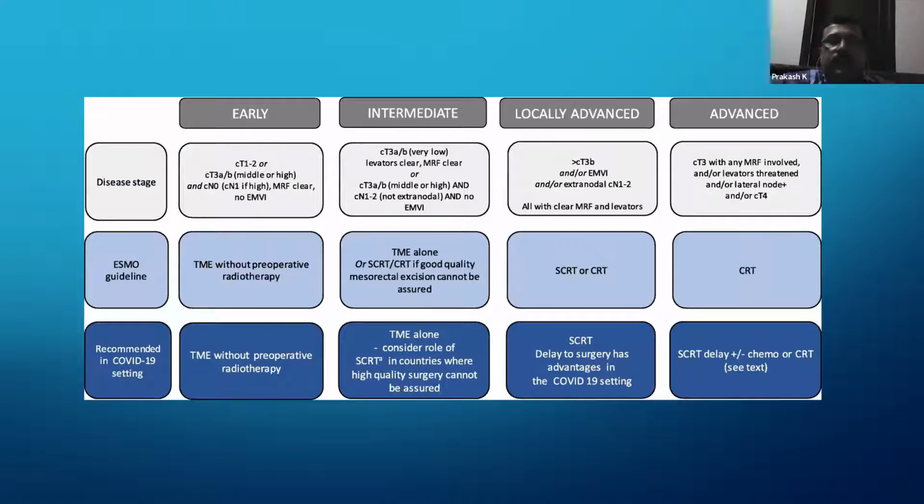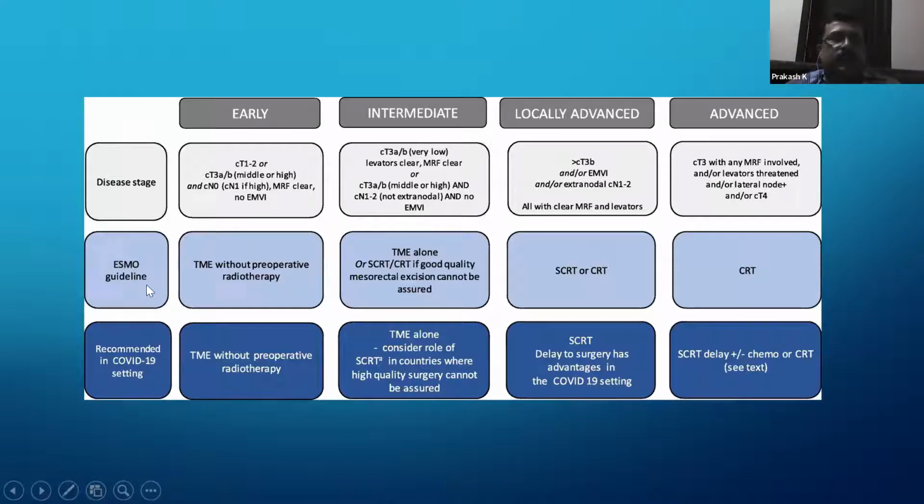And long course, of course, is a regime for close to 1 month, and then they wait for close to 8 weeks. And then they do the restaging and then they come for surgery. So this is just a guideline about how to select these patients, depending upon the stage. I'll come to that ESMO guideline in the next few slides.